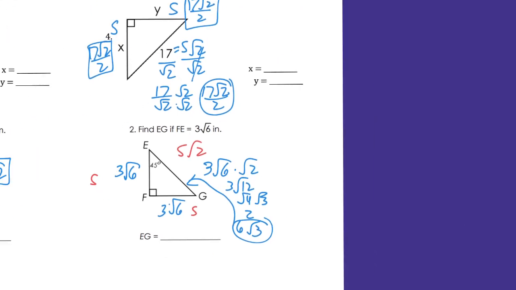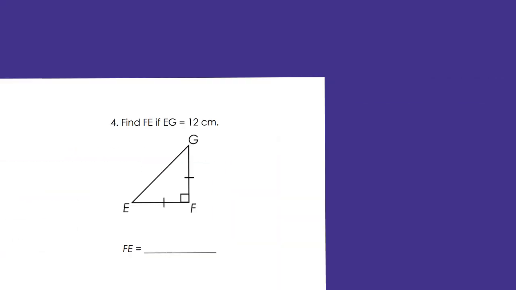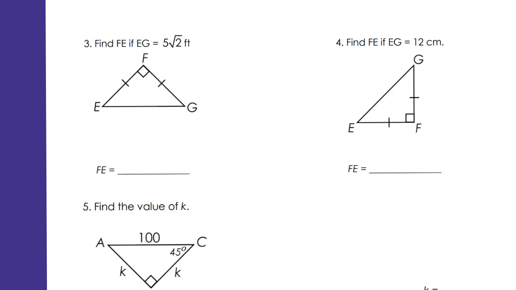So let's go over here. A couple more practice questions. If EG is 5 root 2, let's write the ratios. If this is s, and this is equal to s root 2, divide both sides by the square root of 2, and you get s equals 5. So this side over here is 5, and this side is 5 as well, and this stays 5 root 2. You probably didn't need to use the ratios to find those, but if you did, you're welcome to.